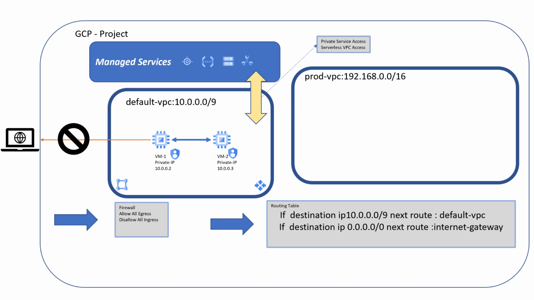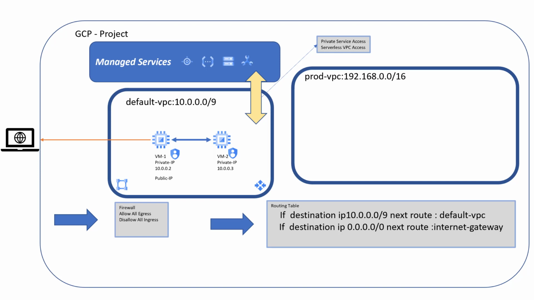However, because this virtual machine doesn't have any public IP address, that is not allowed. So for the virtual machine to be able to communicate, you have to give a public IP address to that virtual machine. And once that is given, the virtual machine is allowed to communicate with the public host.